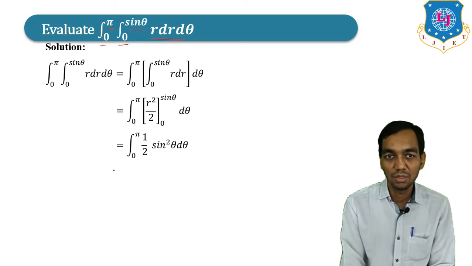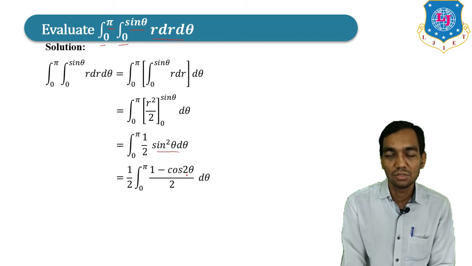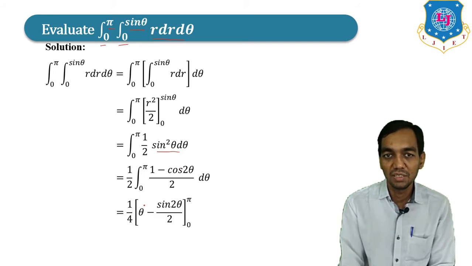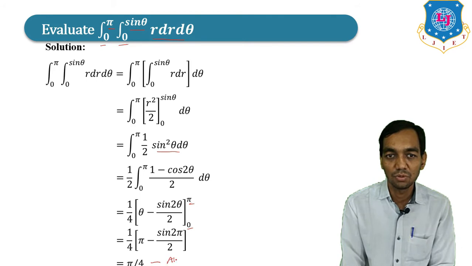1 by 2 constant common out, and we are going to reduce sine square theta in the form of 1 minus cos 2 theta by 2, because sine square is not directly integrable. So 2 common out and you will have 1 by 4 into theta minus sine 2 theta upon 2, as the integration of cos 2 theta is sine 2 theta upon 2. Limit is from 0 to pi. Correct? Now substitute the limit. So you will have pi minus sine 2 pi minus 0, and sine 0 has a value 0, so no need to write. And sine 2 pi has a value 0. So your answer is going to be pi by 4.